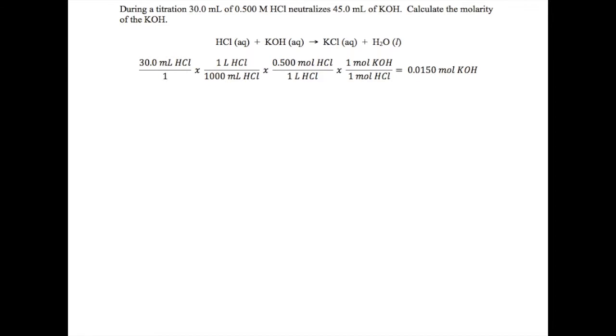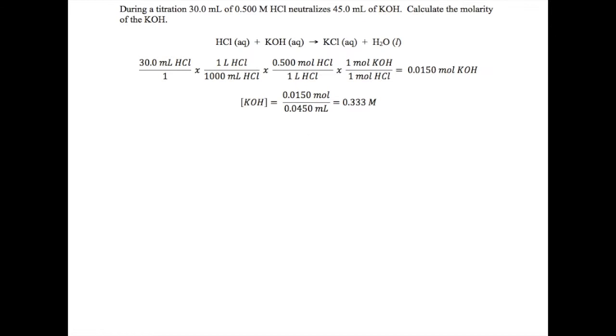Keep in mind that the mole ratio of 1 mole of KOH to 1 mole of HCl comes from the balanced equation. The coefficients are 1 and 1. Of course, dividing and multiplying by 1 mole over 1 mole doesn't change the mathematical answer. It just makes sure that the units cancel out correctly so that we're left with moles of KOH.